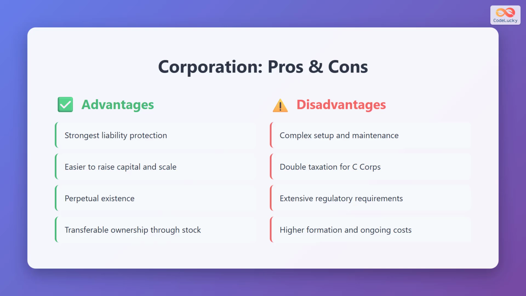On the disadvantage side, corporations involve complex setup and maintenance with extensive documentation. C corporations face double taxation on corporate profits and shareholder dividends. There are extensive regulatory requirements including annual meetings, detailed record-keeping, and compliance filings. Formation and ongoing costs are significantly higher than other business structures.